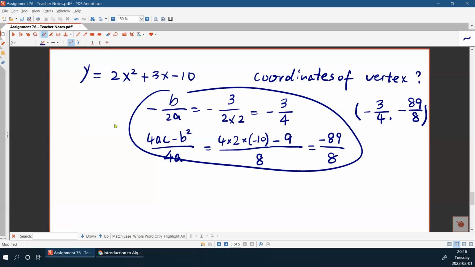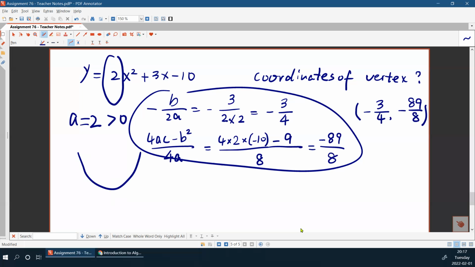And can you tell me, is it opening up or opening down? It's opening up. Because you only need to check the leading coefficient, right? Yes. This is your a. If the leading coefficient is greater than 0, then it will open up.